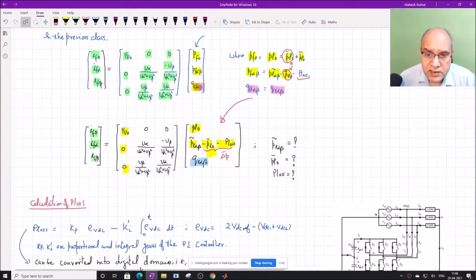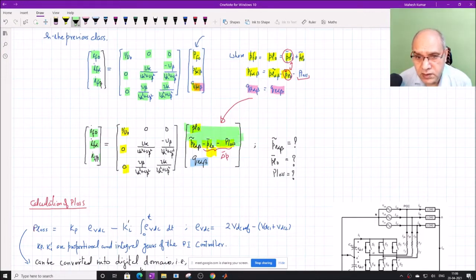Alright, so these powers have to be computed. In the previous classes I did not throw any light on how to compute these powers, because the computation of these powers will decide the performance of the compensator. So how will you compute these components? In other words, how shall we generate the P loss, the PL0 bar or PL alpha beta tilde, and QL alpha beta? Well, first we will find out their original value.